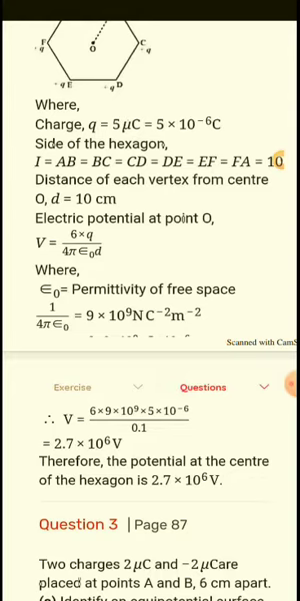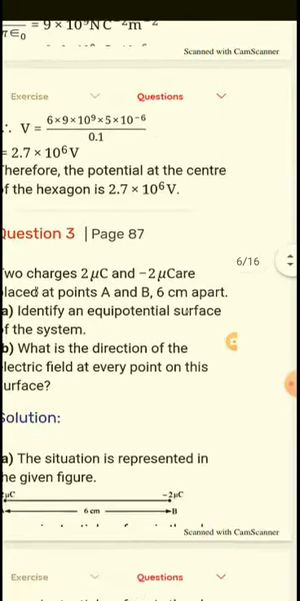V is equal to 6 into Q value, 9 into 10 to the power of 9, the value of 1 divided by 4 pi epsilon naught, and then the Q value will be 4 into 10 to the power of minus 6. The D value will be 0.1, so if you solve this, you will get the answer as 2.7 into 10 to the power of 6 volts. Therefore, the potential at the center of the hexagon is 2.7 into 10 to the power of 6 volts.